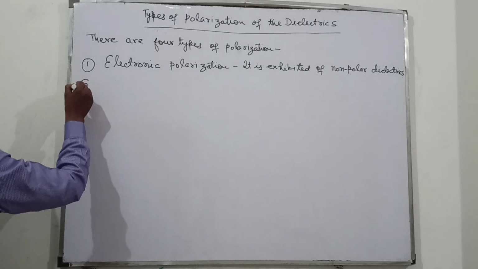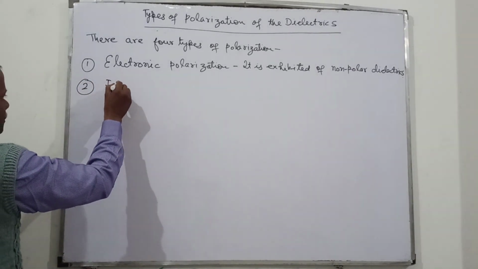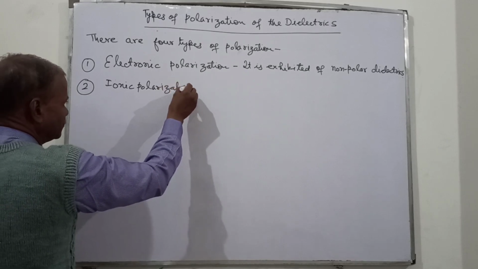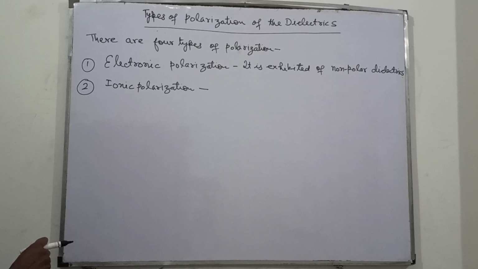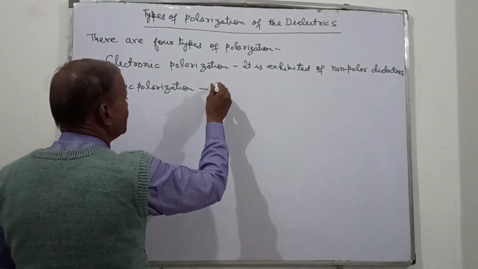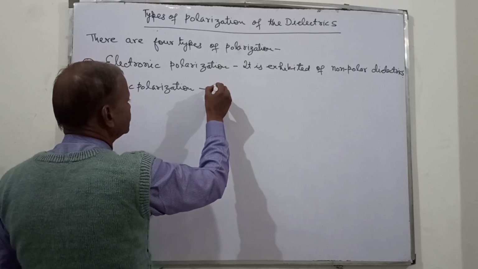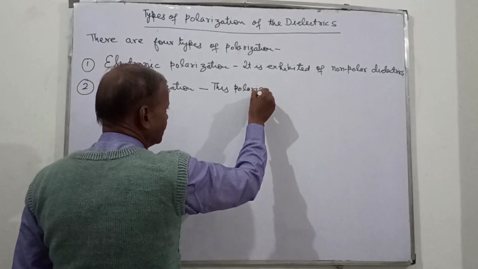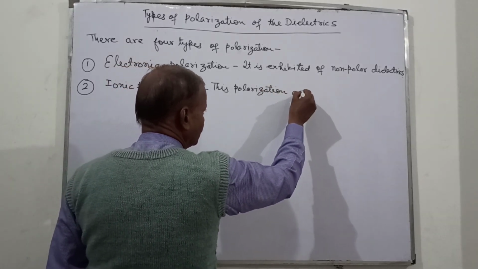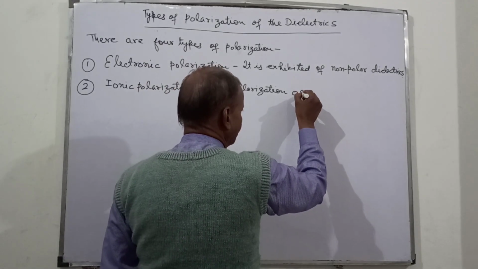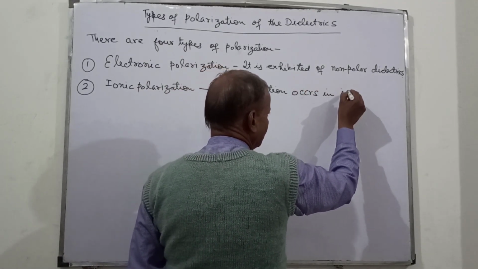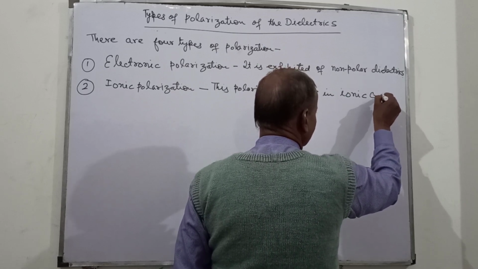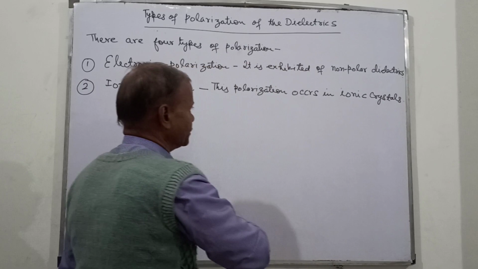Number 2, ionic polarization. This polarization occurs in ionic crystals.